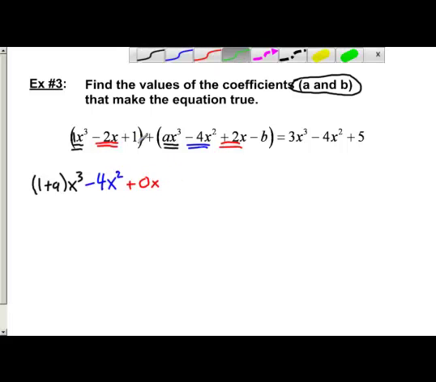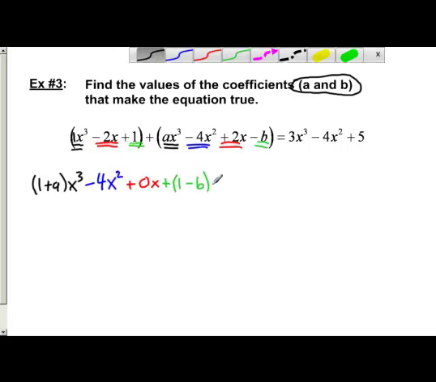And then the last terms we have to combine are the constants. Remember, the constants are the terms without any variables attached to them. So again, if I'm going to add this constant, I'm going to add the terms combining together. So we have a positive 1 and a negative b. That will be my constant term. Good. And it's good to know, again, that this is all set equal to the other side.